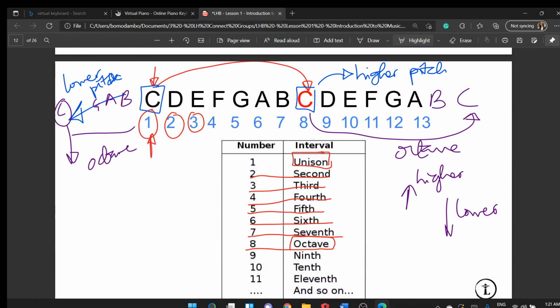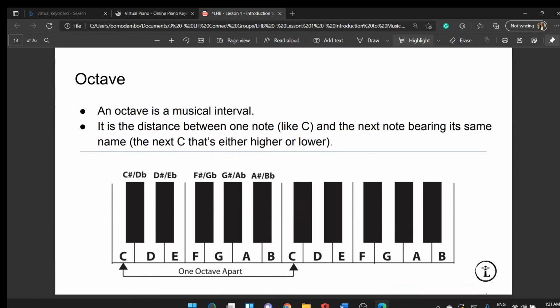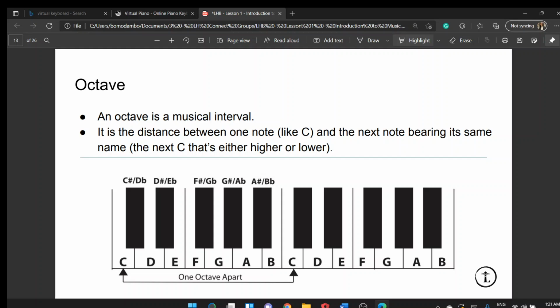And also once you pass an octave, this becomes the ninth, then we move forward to the 10th, the 11th, the 12th, etc. So that's just how you measure intervals. These are all still intervals. Now the octave is a special interval, because you always hear, I'm playing an octave higher. It's just a common term you would hear in music. It's the distance between one note and the next note bearing its same name.